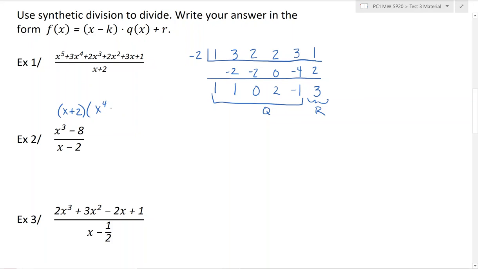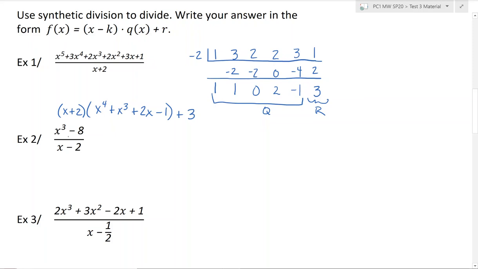I have x to the 4th. The next thing is a 1, so I have a plus x cubed. I have no x squared, so you don't have to put a plus 0x squared. And for here we have a plus 2x and a -1 constant. And we're adding in the remainder of 3.